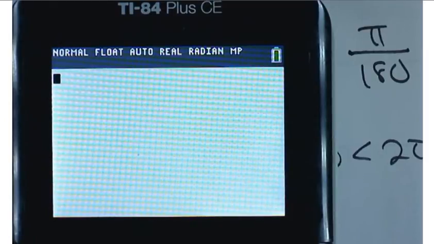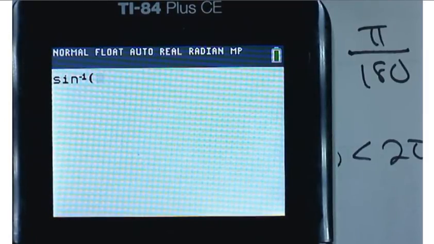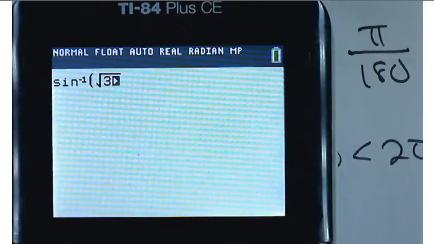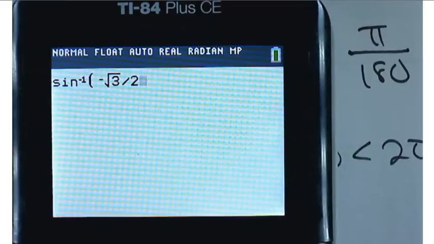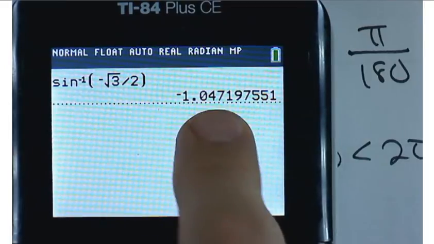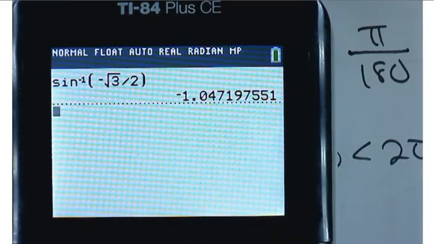So I want the inverse sine of negative square root of 3 divided by 2, and I get that ugly thing. I mean, most people aren't going to look at that and go, gee, I know what that is. That's minus pi over 3, which I'll convert to 5 pi over 3 to get a positive angle. If you can do that, great. Don't let me stop you.